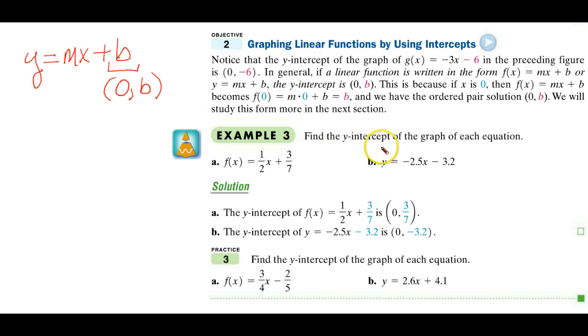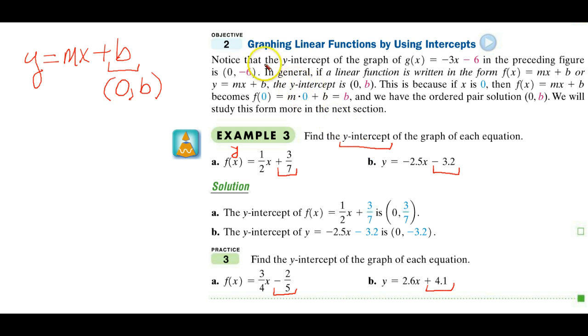So here they just want us to find the y-intercept. Well, it's in slope-intercept form. Remember, we can substitute a y here, and our y-intercept is 3/7. Here, it's going to be negative 3.2. We can do this one too. The y-intercept here is negative 2/5, and here it is positive 4.1.